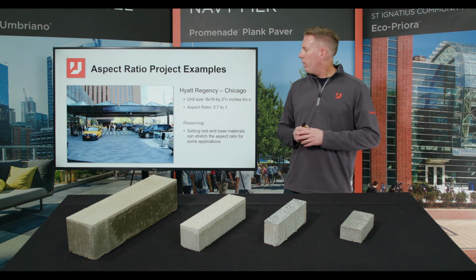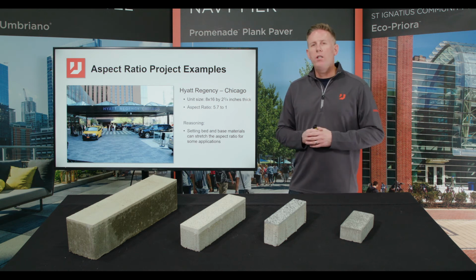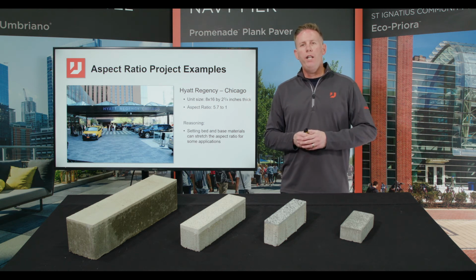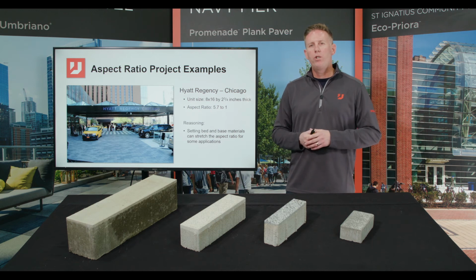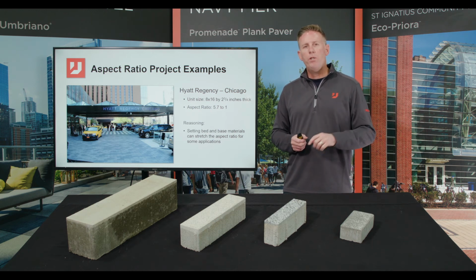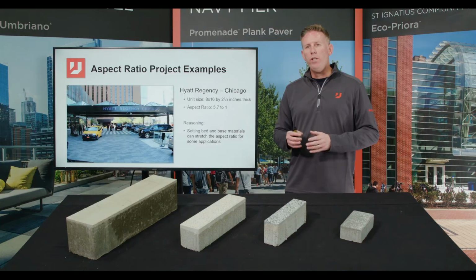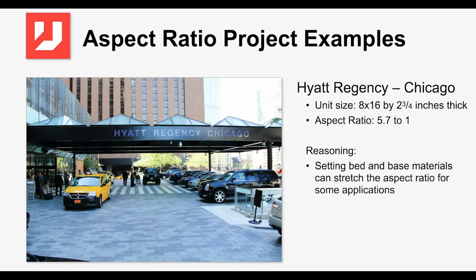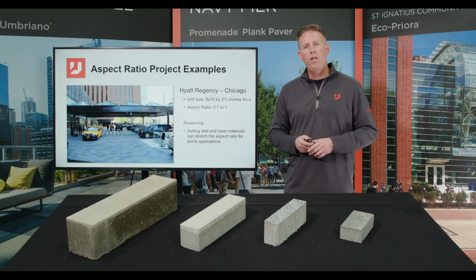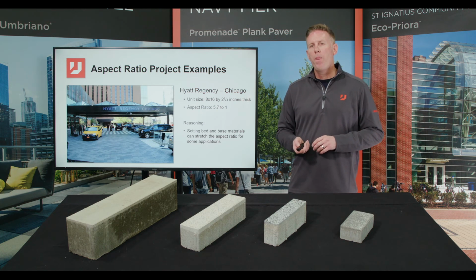Now some aspect ratios you can stretch a little bit based on the system you're designing. So this project here, this Hyatt Regency in Chicago, is set on a bituminous material over a concrete deck. So we're actually able to stretch this a little bit for vehicular traffic. So even though this aspect ratio is 5.71, this has been in for about 6 years and they've experienced no breakage, and that's because it is set on a bituminous material.